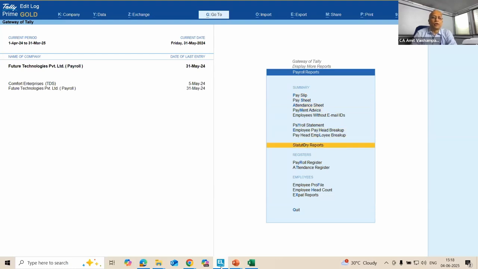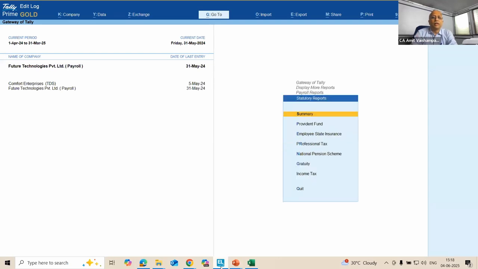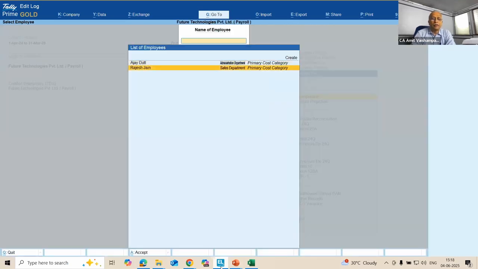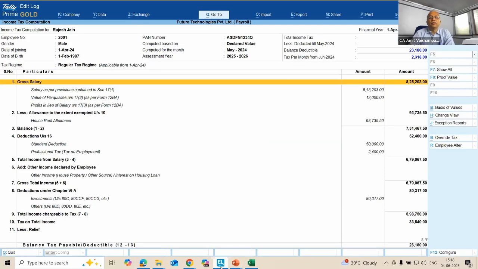So you have these statutory reports. You have many other reports. In statutory reports, you also have other laws which are applicable for payroll. Our focus is on income tax, so let me concentrate on income tax. So we go to income tax, we have computation, and this is the way the computation is generated.